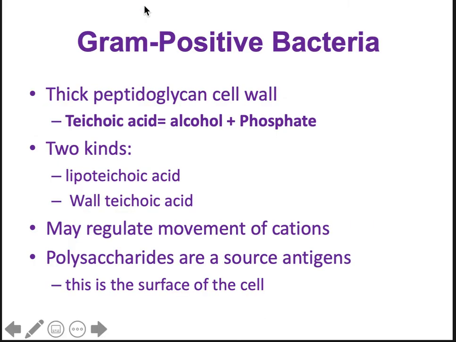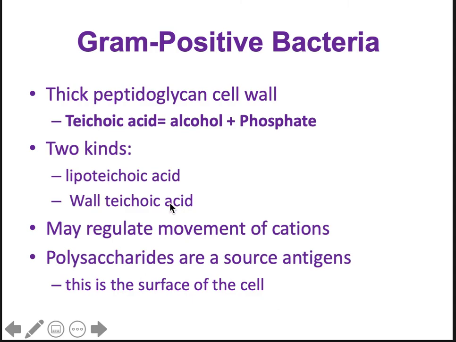So in gram-positive bacteria, they have the thick peptidoglycan cell wall that I was just talking about, but they also have this other substance called teichoic acid. It's actually a type of alcohol and phosphate molecule, and it gives some extra strength to this cell wall, which is rather thick. Okay, it might also play a role in regulating the movement of cations, positive ions, through the cell wall as well. And there's these two types of teichoic acid: lipoteichoic acid and wall teichoic acid.